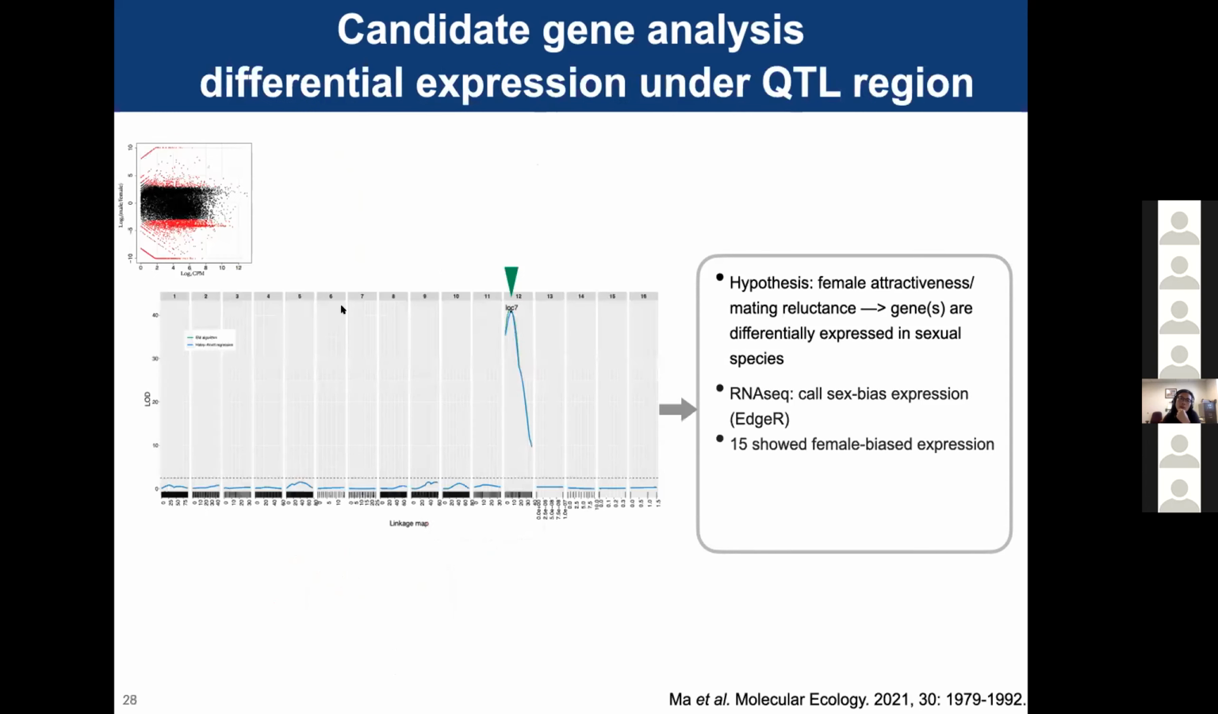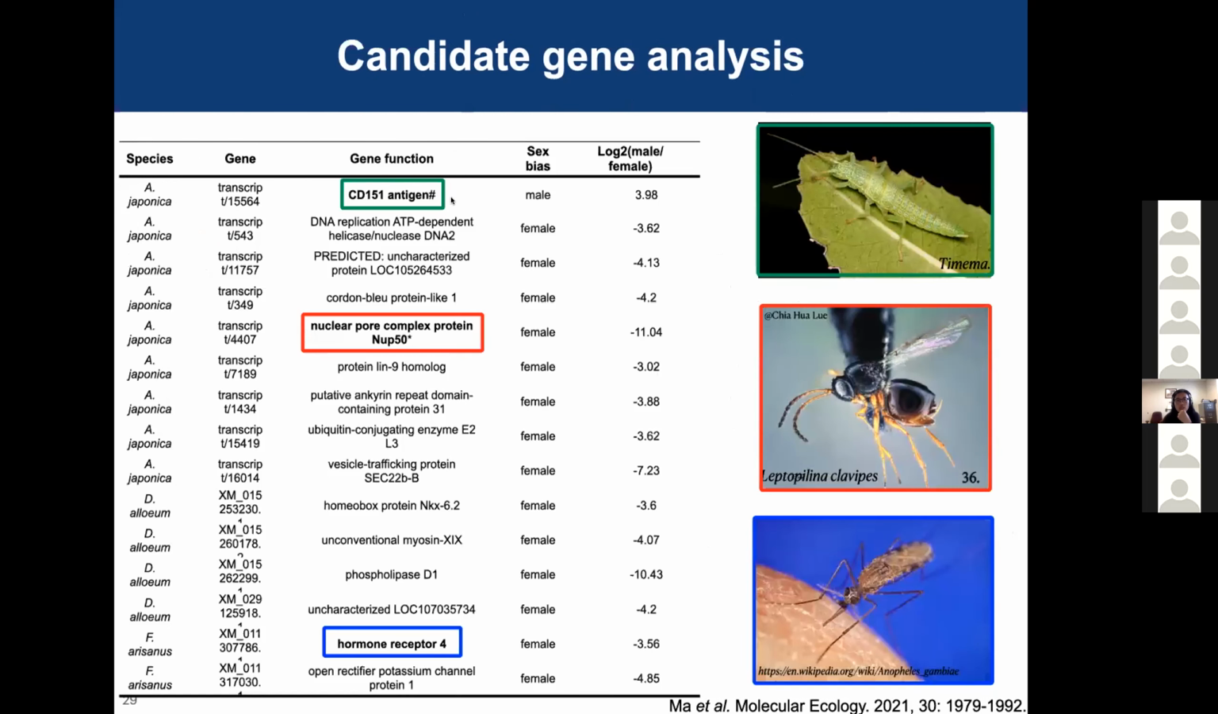Then, among the 131 genes under the QTL, we found that 15 of these genes show differential gene expression, and most of them show female-biased gene expression. Here is the list of all these 15 genes under the QTL that also show sex bias. Three of the genes I'll highlight a bit.